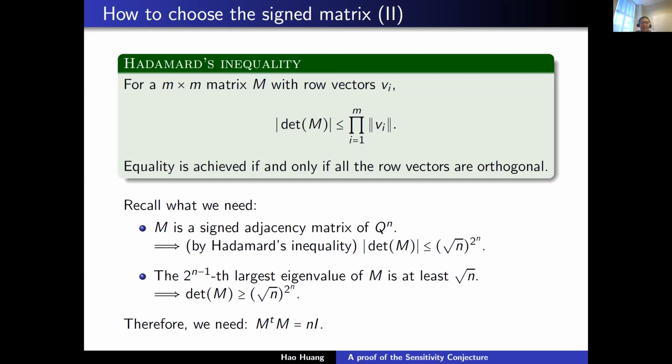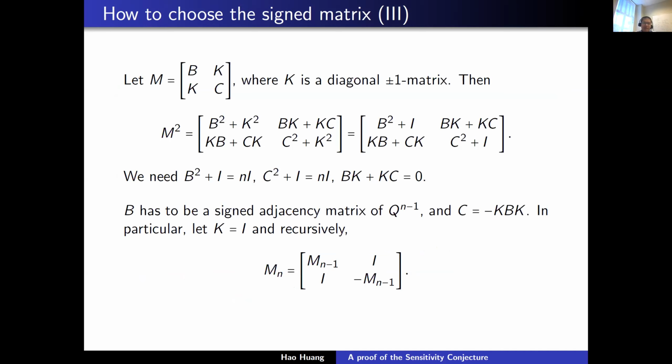So it means that if we really want to prove a square root of n lower bound in this way, we need all the row vectors of this matrix M to be pairwise orthogonal. So it's the same as saying that this M transpose times M is equal to n times the identity matrix. And once you know that this is the property you need to look for, the rest is just some simple calculations in linear algebra.